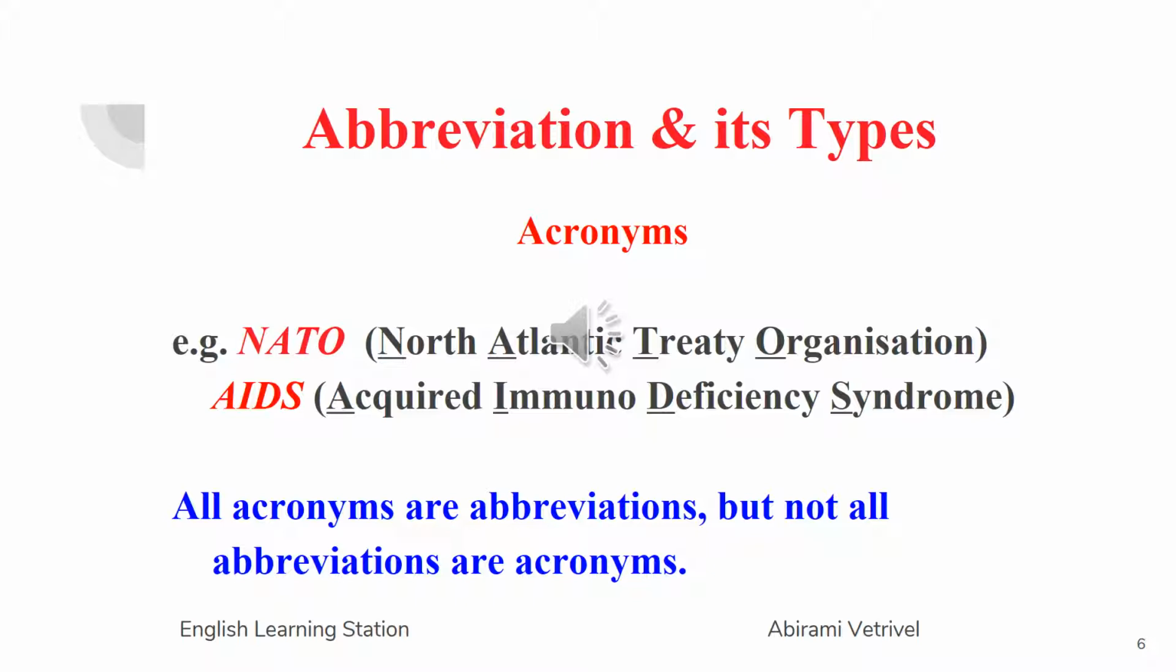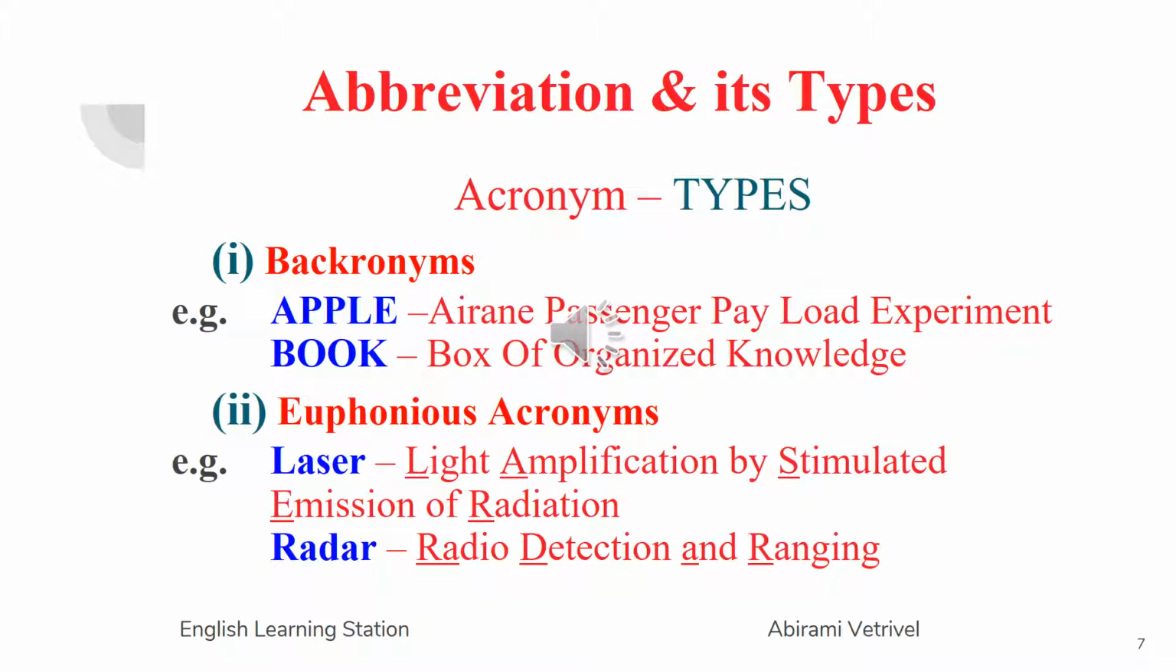So acronym is nothing but a subset or a type of abbreviation. To remember it better, I've given you a short sentence: all acronyms are abbreviations, but not all abbreviations are acronyms. There are different types of acronyms, and let us learn them one by one. The first is backronym. Backronyms are acronyms which are constructed from already existing words in the dictionary.